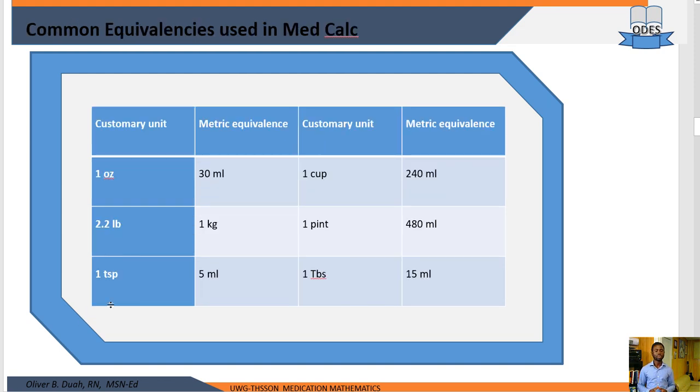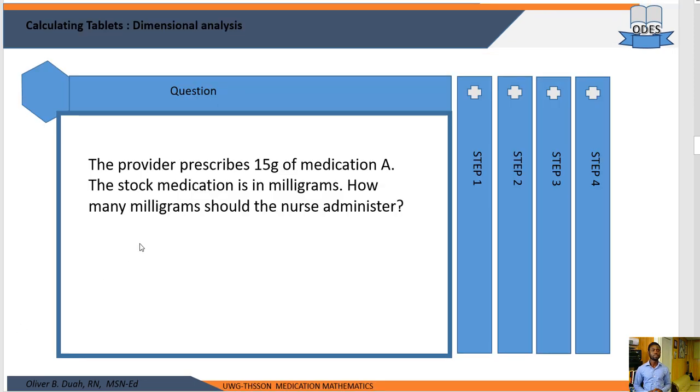So in this table, I have just summarized some of the common equivalencies that you are going to see between the US customary system and the metric system. There is a table that I provided in your course which has all these on it, so you can use it as a guide during your calculation. Now let's look at some examples.